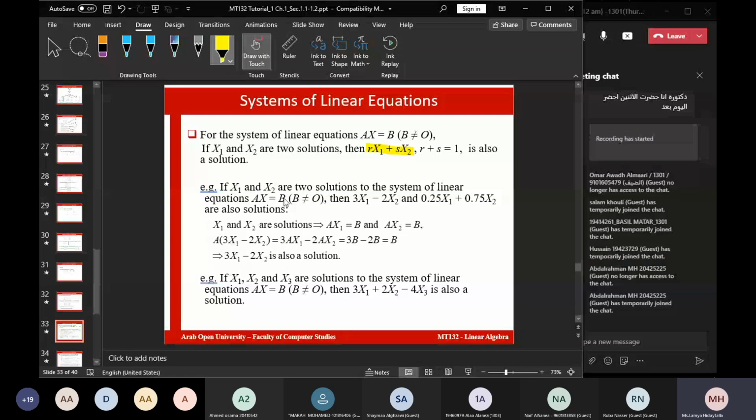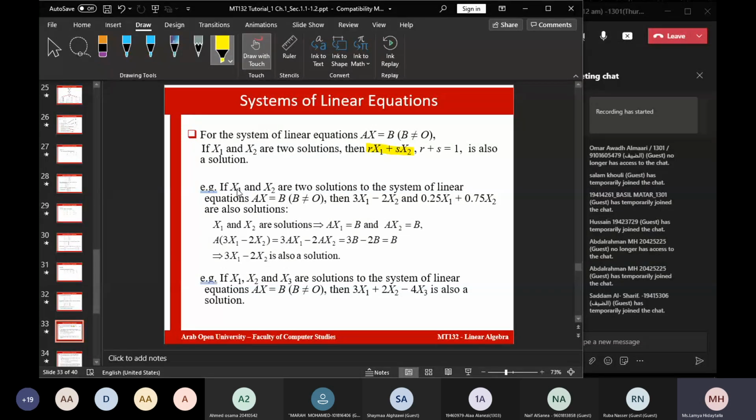And here, for instance, if this is our system, and x1 is a solution and x2 is another solution, then for instance 3x1 minus 2x2 is also another solution. Why? First we check the r and s: r is 3 and s is minus 2, 3 minus 2 is 1, correct? That means we applied the theorem.